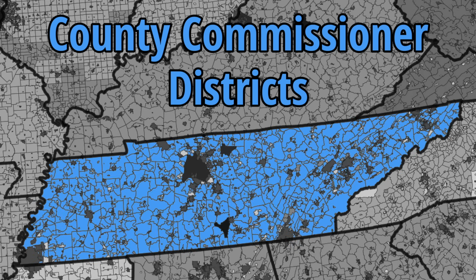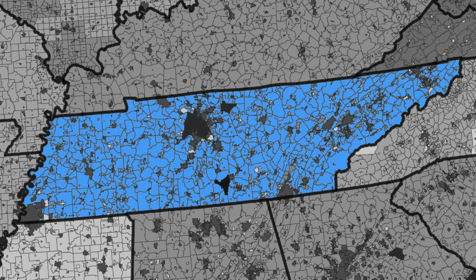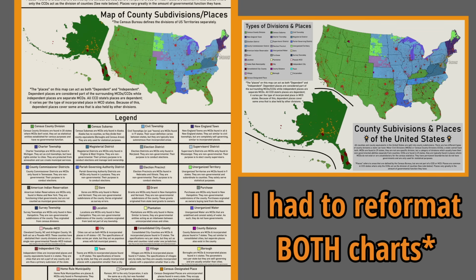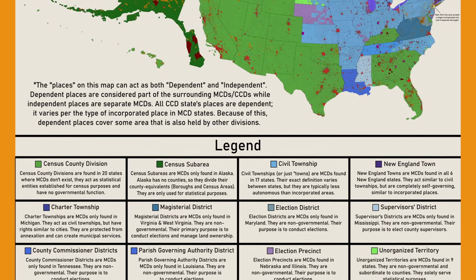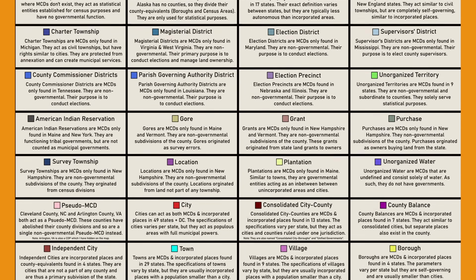Finally, county commissioner districts are used in Tennessee. They elect county commissioners. And fun fact about these county commissioner districts, they were established in 2010, and I had no idea they existed until a few days ago. And so I had to reformat my entire chart because I had to add the legend entry. So that was very fun, but now my map is more accurate, so I guess there's that.